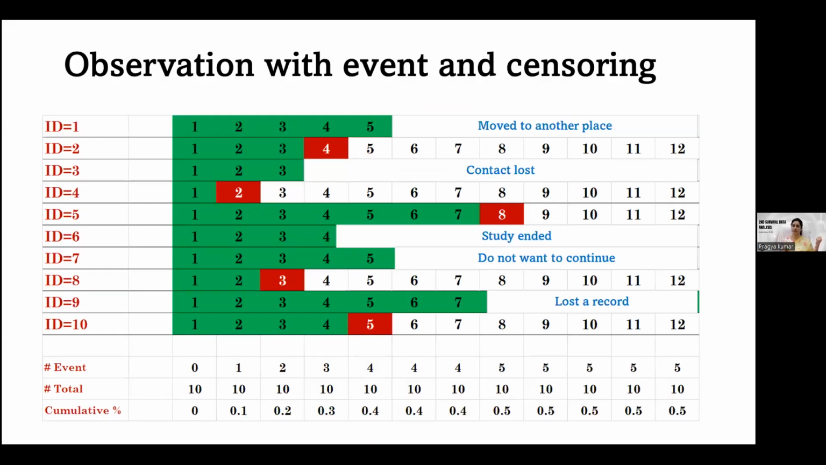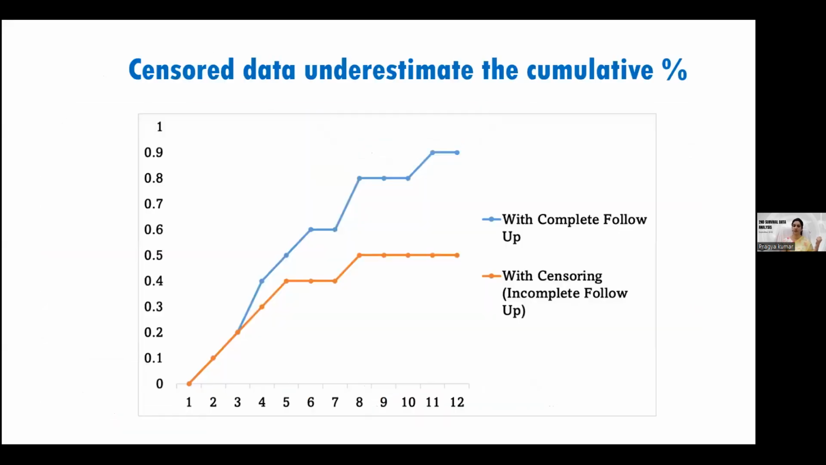And in the later case, the cumulative percentage is 0.5. So if there are censored data, what will it do? The censored data will underestimate the cumulative percentage. So in this case, this is the graph with censoring. If you have this censored data, then you should take that data into account.